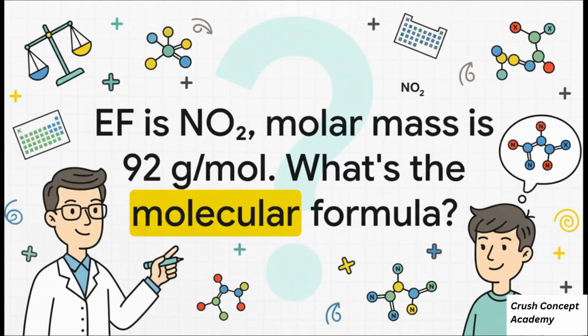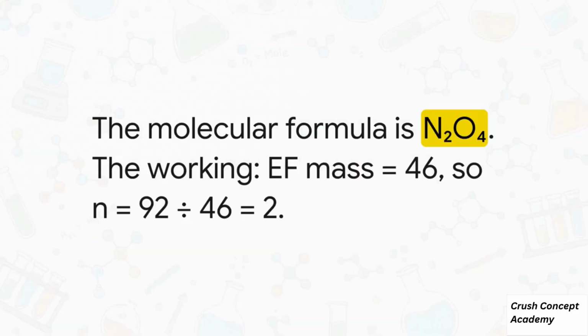Quick check. You've got an empirical formula of NO2 and a molar mass of 92. What's the molecular formula? Go ahead, pause here and work it out. And we're back. Did you get it? The answer is N2O4. The empirical formula mass for NO2 is 46. You just take 92 divided by 46, and that gives you your N value of 2. You multiply NO2 by 2, and you get N2O4.